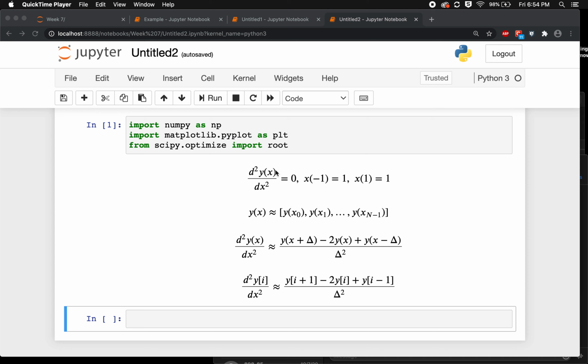If you integrate it twice, it's basically a straight line with the boundary conditions that y of minus 1 is equal to 1 and y of 1 is equal to 1. So even though this is a really simple equation, once we get the structure set up, then we can start solving boundary value problems that don't even have analytic solutions.